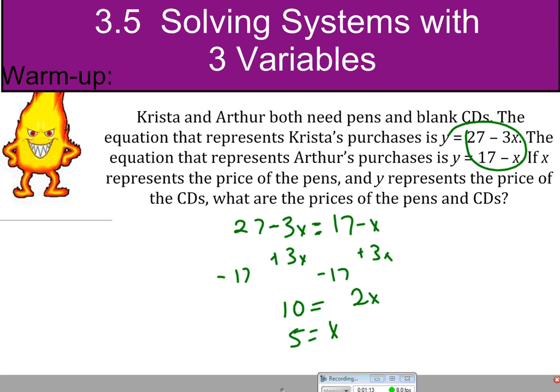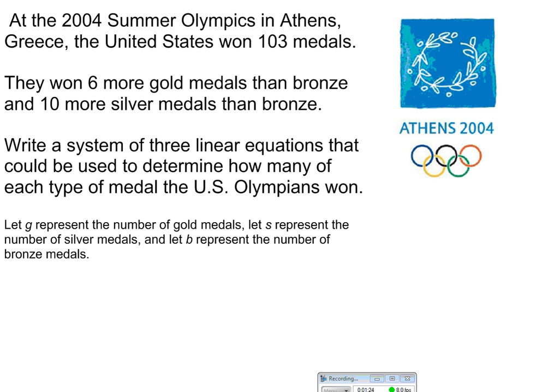And the price of the CDs would be 17 minus 5. Again, I'm just going off this equation. 17 minus 5, so it's going to be 12. So there's the price of both of those. Now, here we have a three-variable equation.